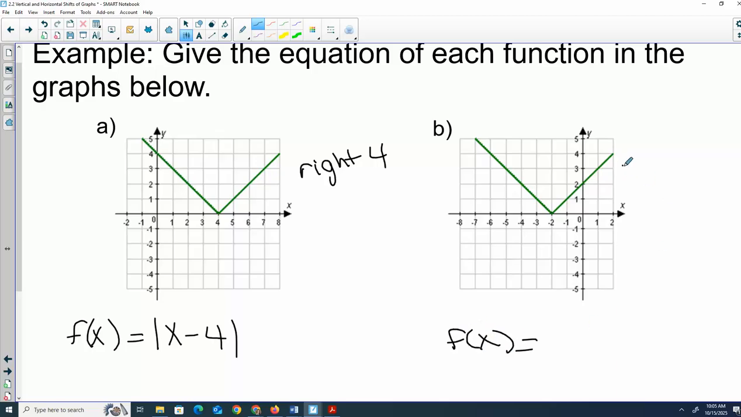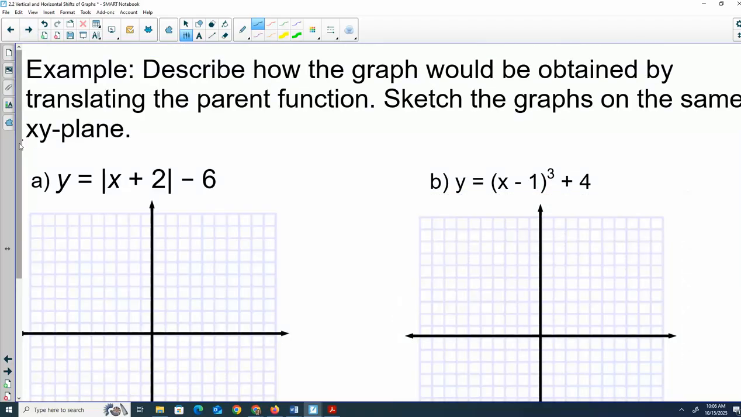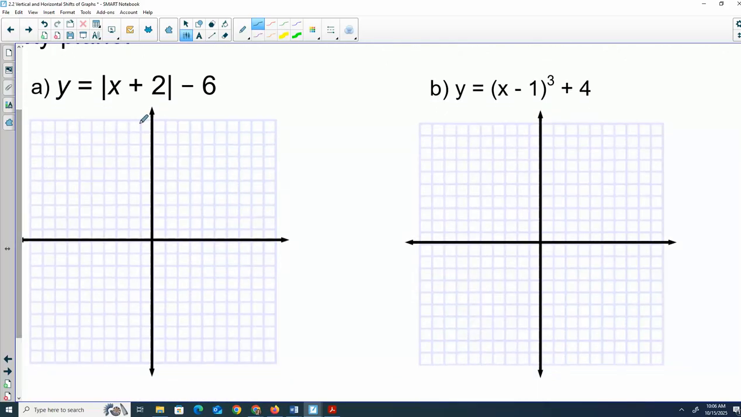B, how was this one moved? Left 2, so it had to be in my absolute value, x plus 2. All the ones we've looked at so far only had one transformation, but we can have more than one. So let's try a couple that have 2 different transformations.